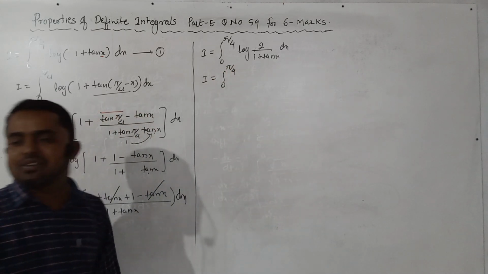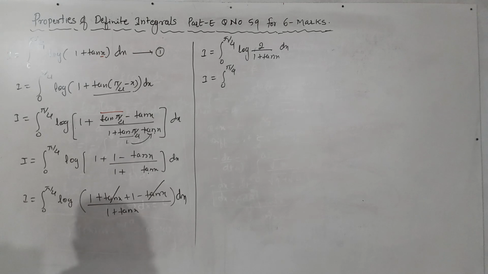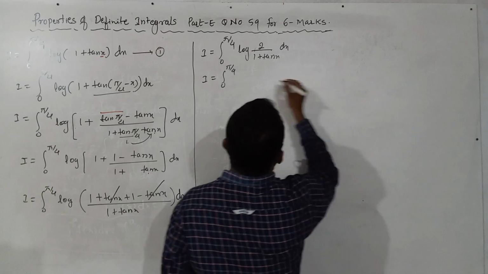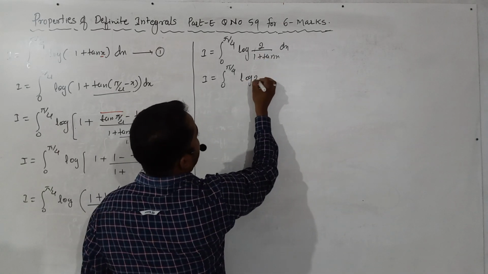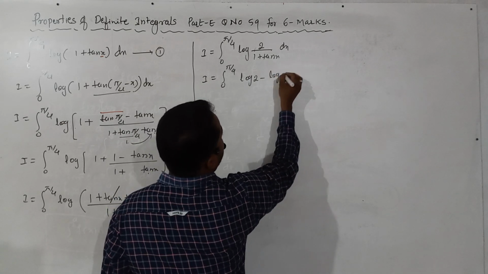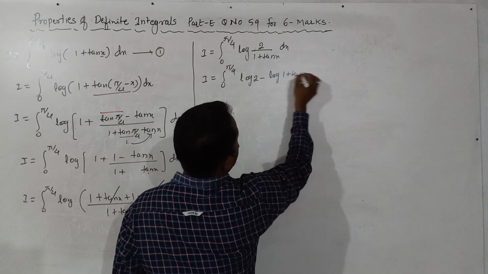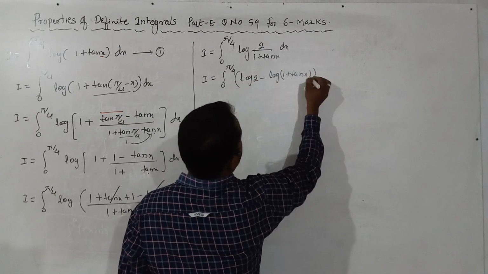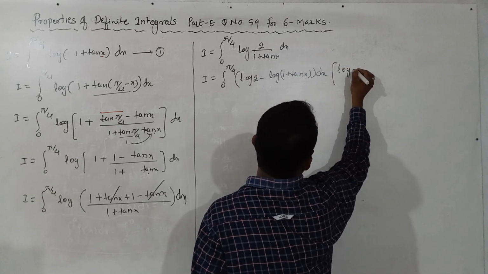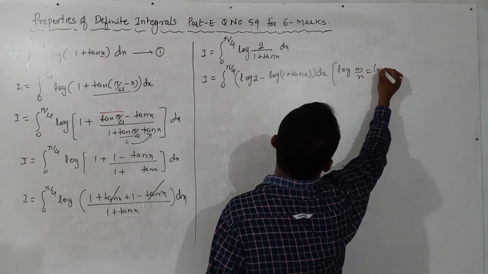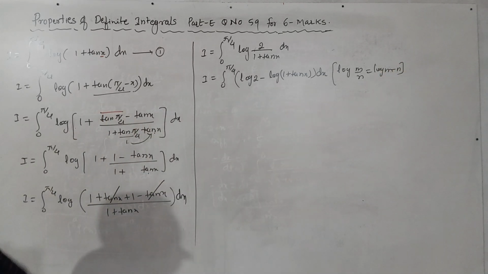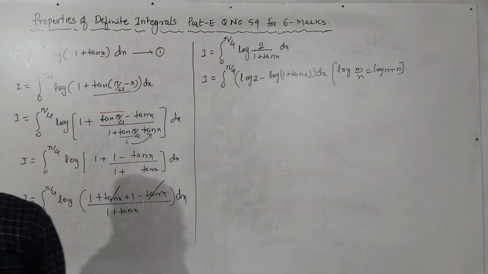Now applying the property of logarithm, log m by n is nothing but log m minus log n. See here, log m by n. I am writing here log 2 minus log 1 plus tan x, dx. That is log m by n, because by using this, log m by n is nothing but log m minus log n. Now I am separating these two terms and integrating with the limit 0 to 5 by 4 with respect to x.